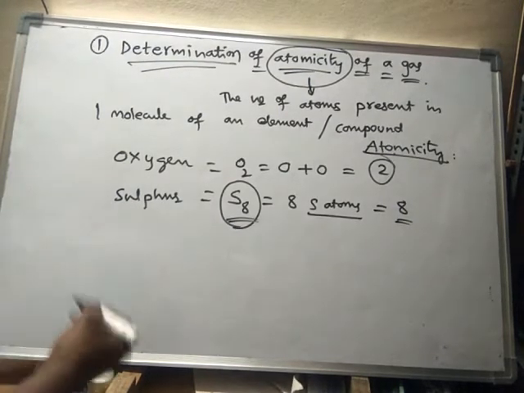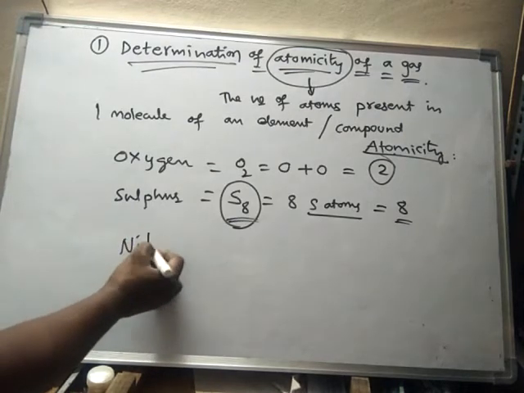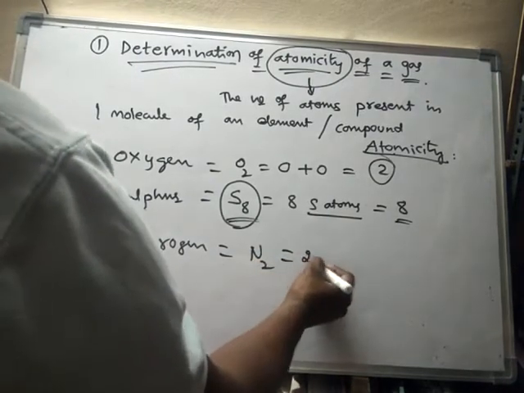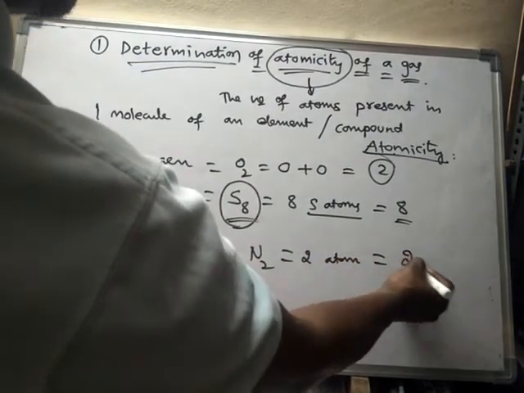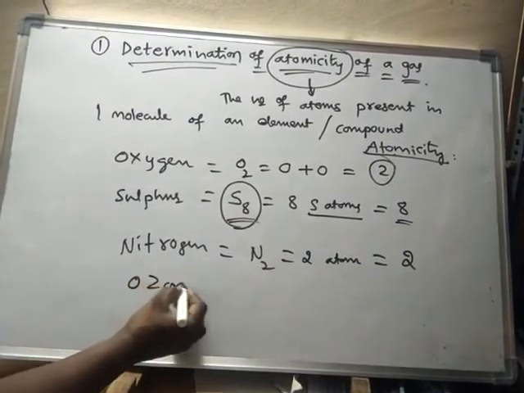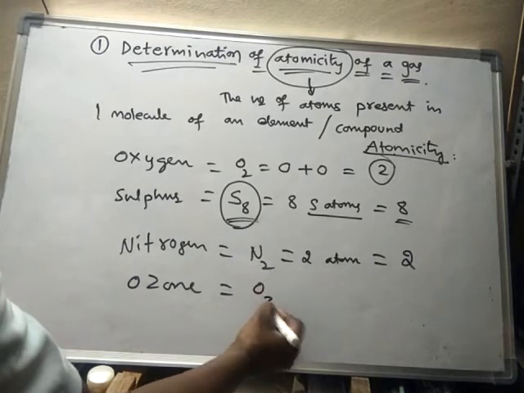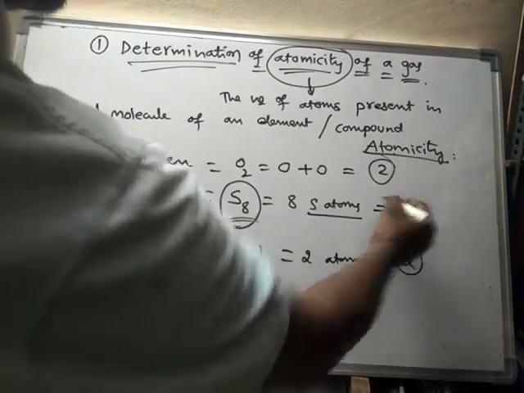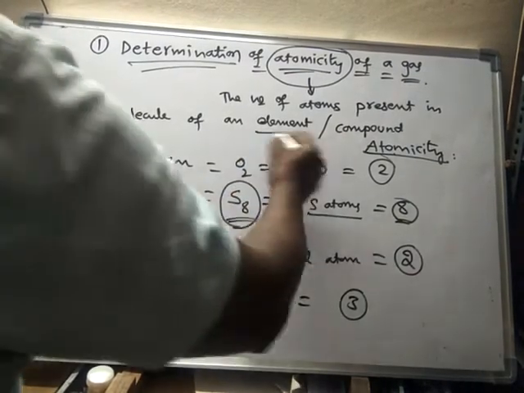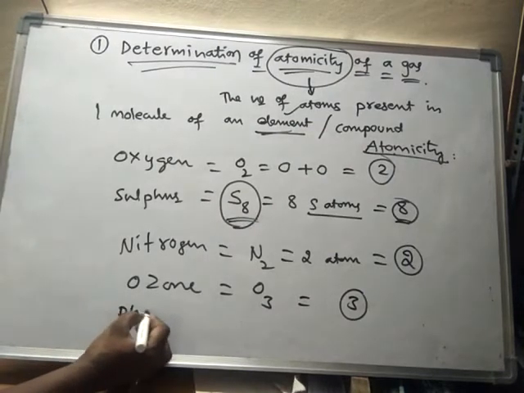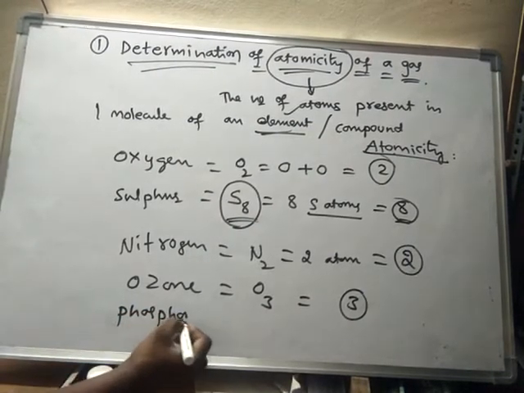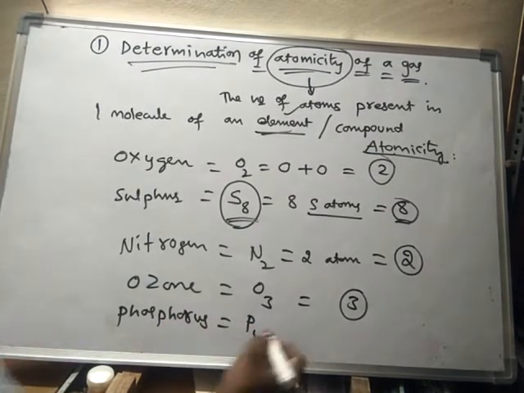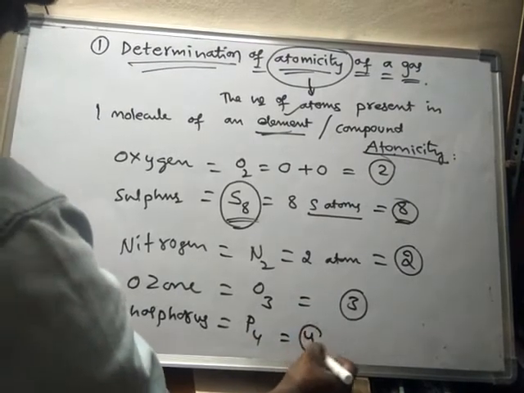What is the atomicity of nitrogen? Generally the nitrogen molecule is denoted as N2. Hence 2 atoms of nitrogen are present, so its atomicity is 2. Ozone: what is the atomicity of ozone? Ozone is represented as O3, so its atomicity is 3. These are related to elements. Phosphorus: one molecule of phosphorus is denoted as P4. So it contains 4 atoms. Hence its atomicity is 4.